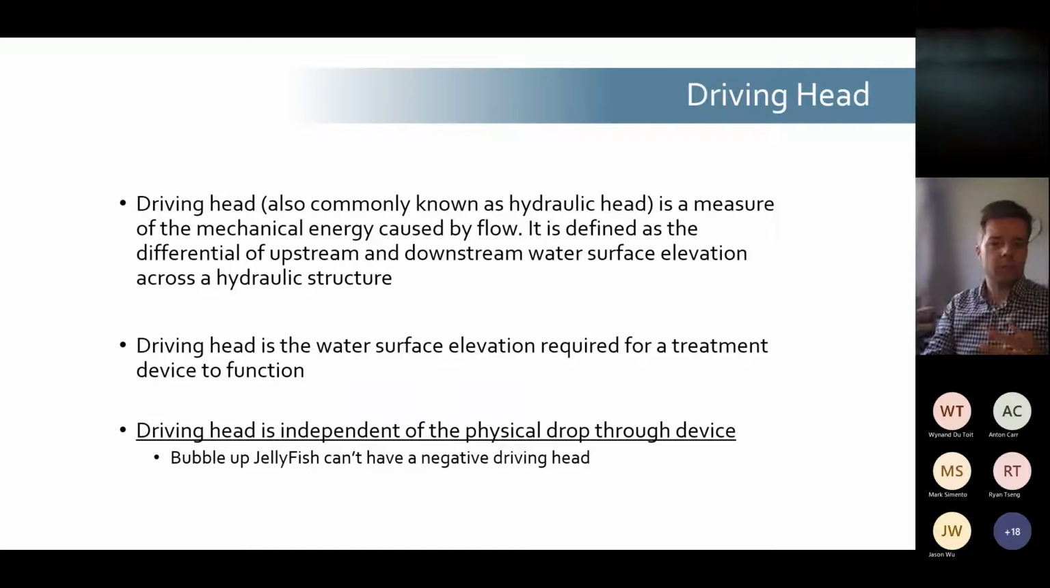So that was elevation head. What is driving head? Driving head, which is also commonly known as hydraulic head, is a measure of the mechanical energy caused by flow. It's defined as the differential of upstream and downstream water surface elevation across a hydraulic structure. If we're applying that to a treatment device, driving head is the water surface elevation required for a treatment device to function. Driving head is therefore independent of the physical drop through a device. If you consider a bubble up JellyFish, it has a negative fall through the device, but you can't have a negative driving head. So let's look at what the driving head means in relation to our devices.